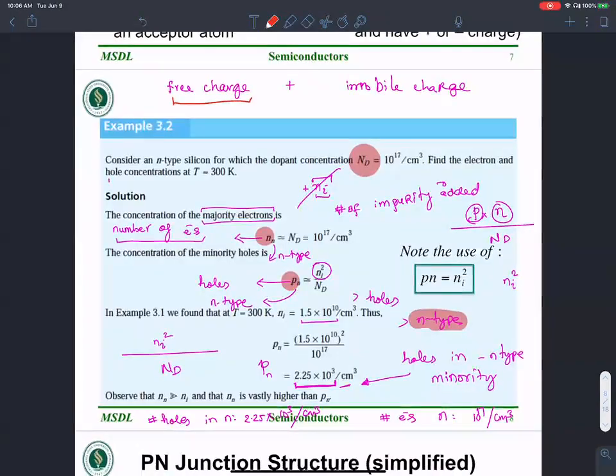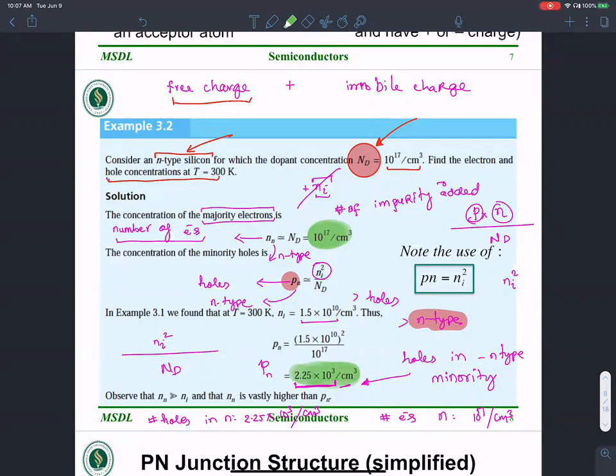Then we went on to do a problem in order to look at the dopant concentration. A pure semiconductor is doped to become n-type silicon, and the dopant concentration, the amount of impurity added, is given as a certain number. We were asked to find the electron and hole concentration. This is n-type material, so the resultant number of electrons, nn, is much larger than the number of holes. This is the majority carrier. The number of electrons is much larger than the number of holes, which are the minority charge carriers.